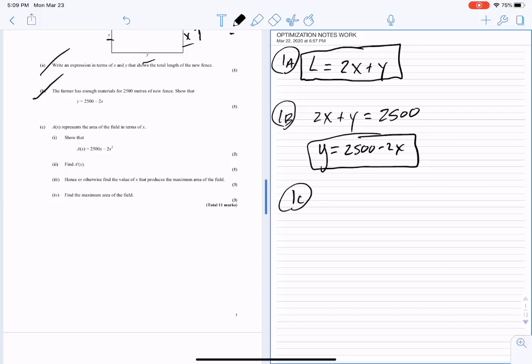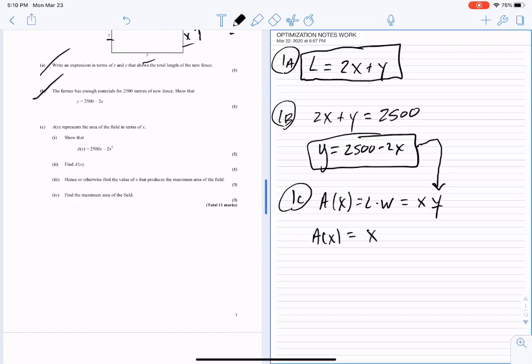It says A(x) represents the area of the field in terms of X. Show that the area is equal to 2,500x minus 2x squared. The area of a field, or a rectangle in this case, is equal to the length times the width. In this case, though, I have x times y, because my width is x and my length is y, we'll call that. But I have an expression here for y. I'm going to plug this expression I already have into the y. So that's all that we're doing.